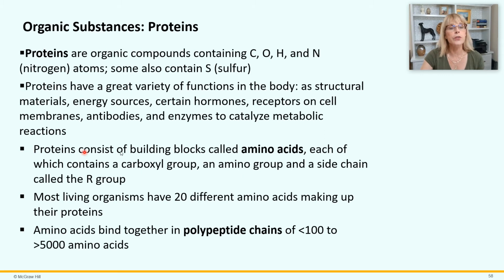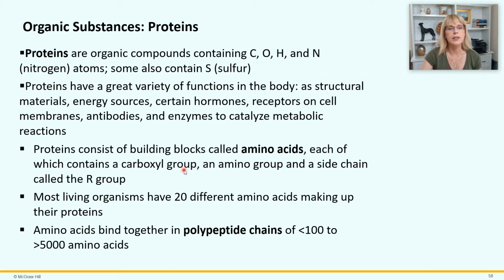Now, you should know that the building blocks of proteins are amino acids. Actually, I should have said the monomers that build up the polymers, which are proteins. The monomers are the amino acids. So a protein, like a starch, could be thought of as like a bunch of beads on a string. And the beads, in the case of proteins, are amino acids.